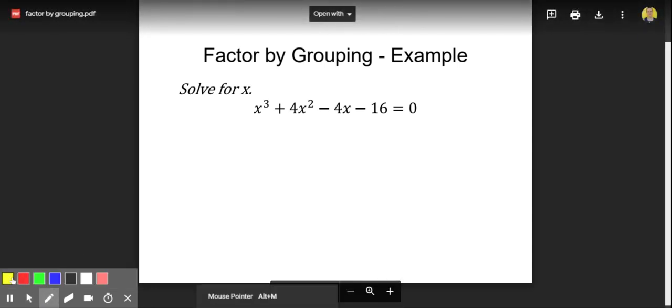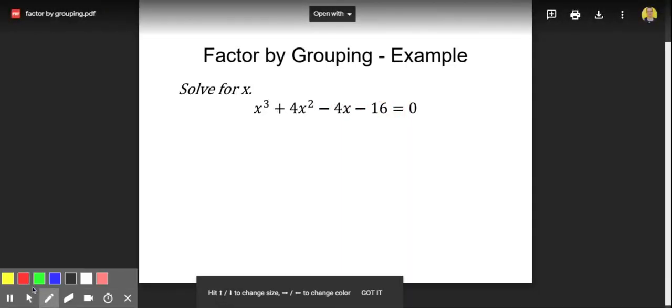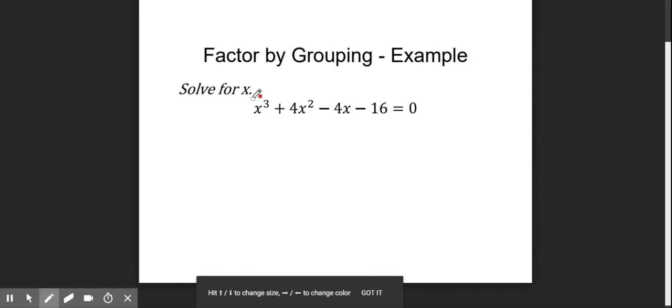So we worked with factor by grouping yesterday. And if you'll remember, we typically use this just when we have a lot of factors, typically 4 factors that do not have a common factor other than 1. So you'll see these last 3 are divisible by 4, but the first one isn't. And the first 3 are divisible by x, and the last one isn't. So we're going to have to split this up into 2 different groups.